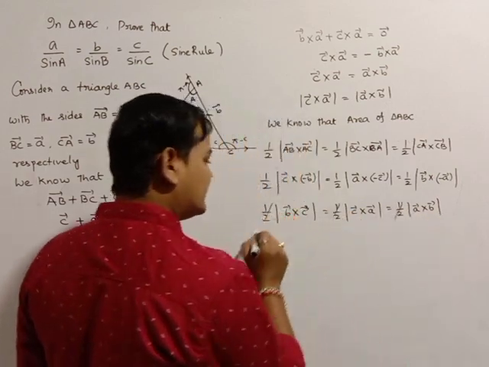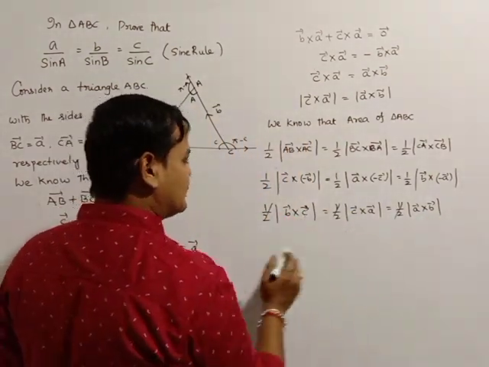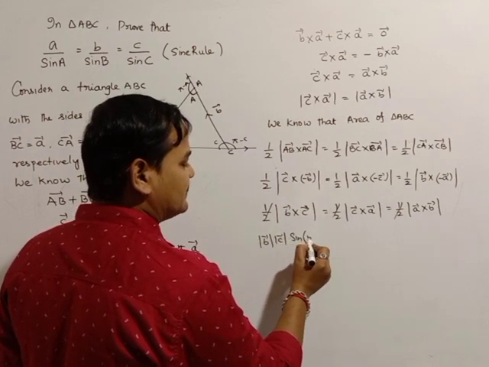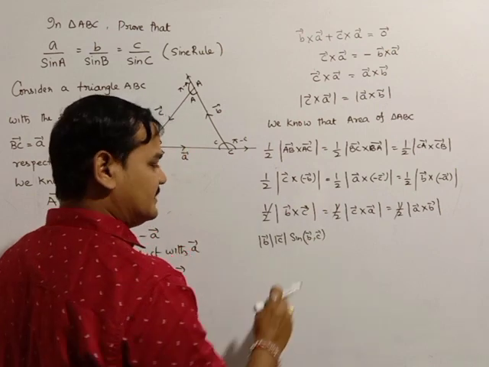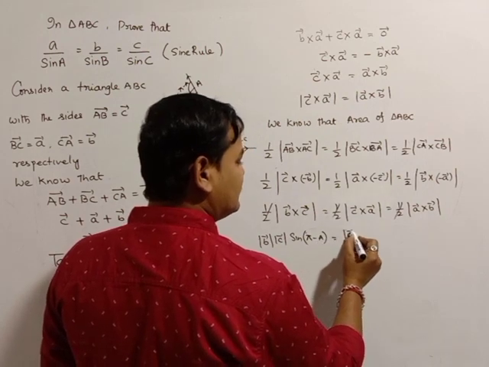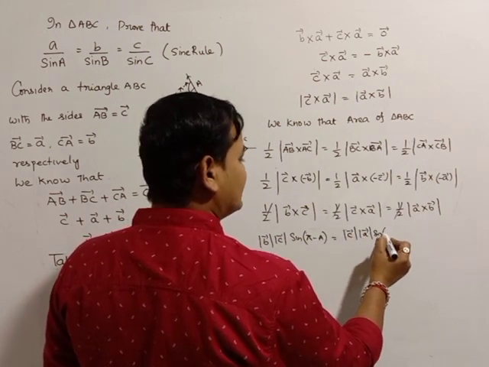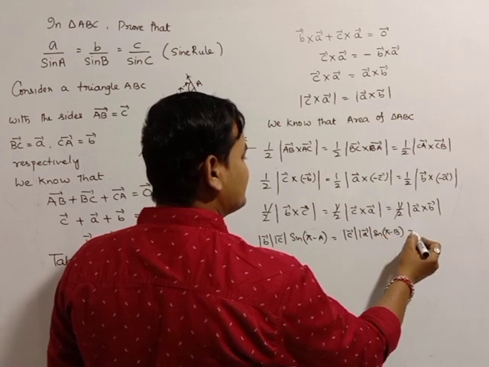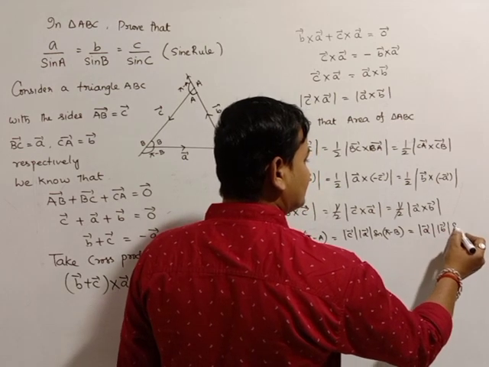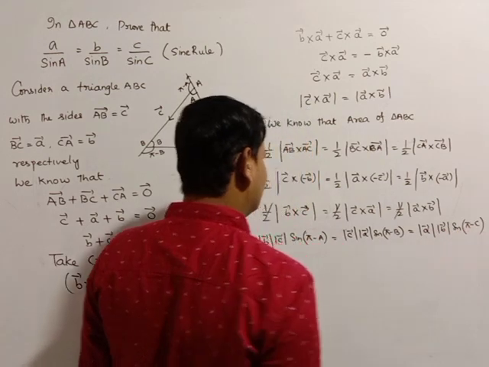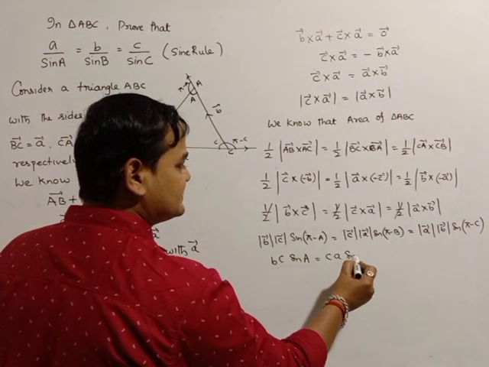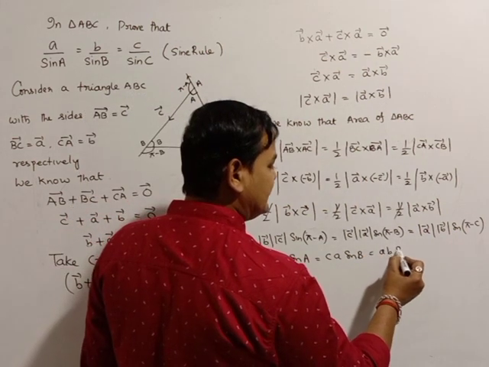In all three, the half can be cancelled because it is a number. Apply the formula: mod b bar into mod c bar into sine of the angle between b bar and c bar. The angle between b bar and c bar is pi minus A, that is mod c bar into mod a bar into sine of pi minus B, equal to mod a bar into mod b bar into sine of pi minus C. So mod b bar means BC: BC sin A, CA sin B is equal to AB sin C.